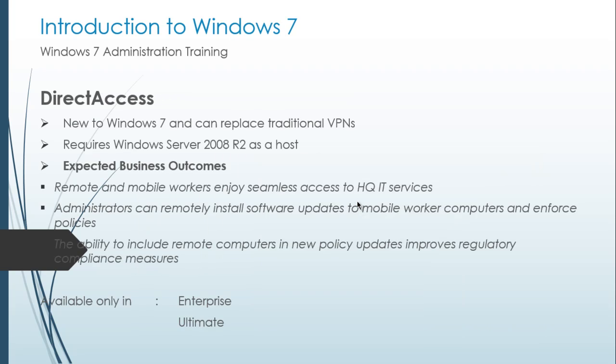And the next thing is DirectAccess. This is also something new in Windows 7, and it's related to VPN. Not exactly equal to VPN, it's more advanced than VPN, we can say. It is new to Windows 7 and can replace traditional VPNs. And this also requires Windows Server 2008 R2 running as a host. So what exactly is DirectAccess?